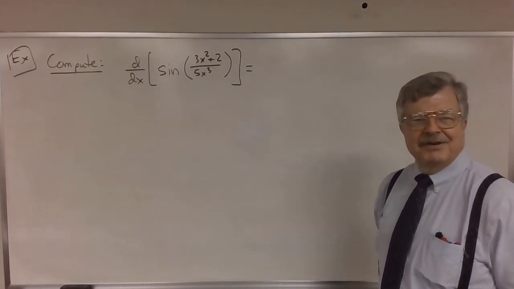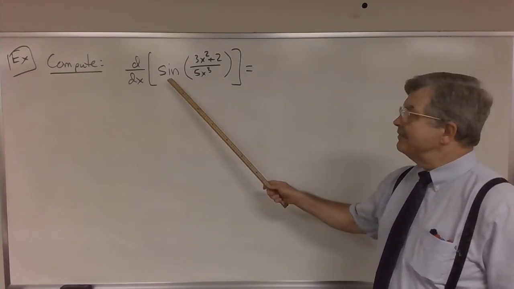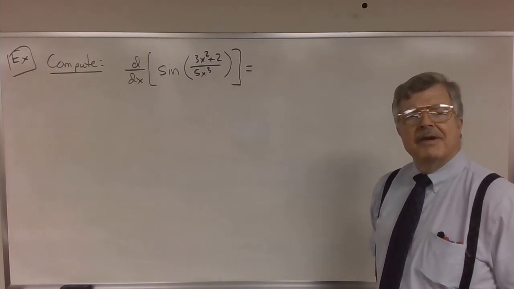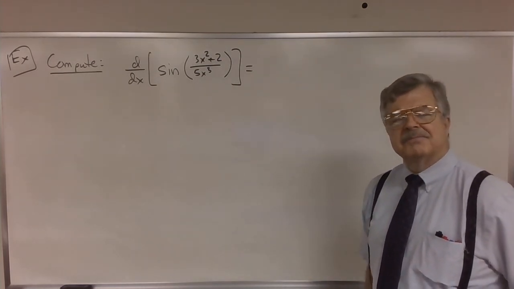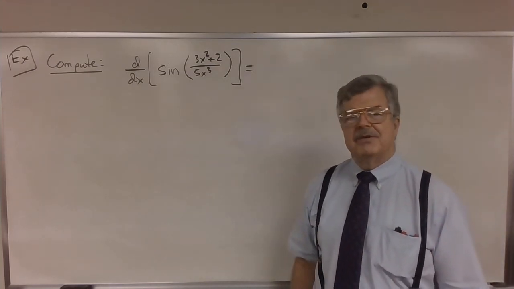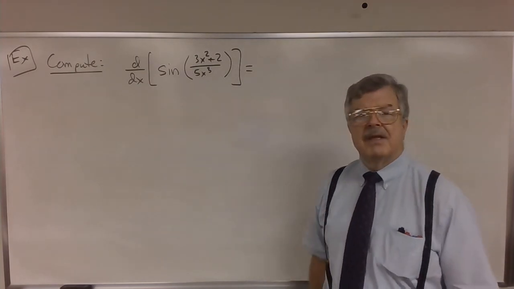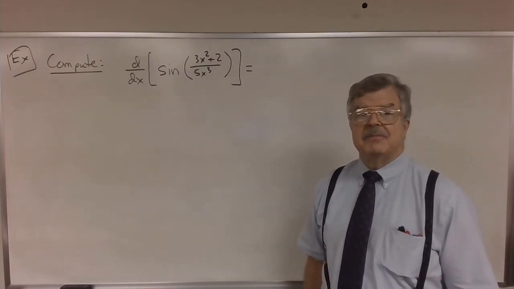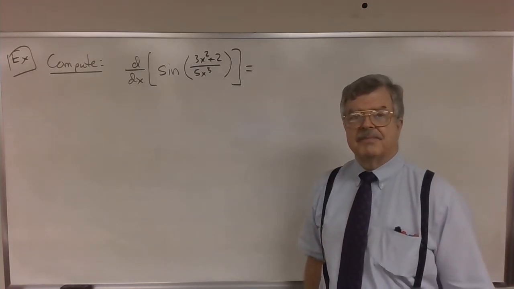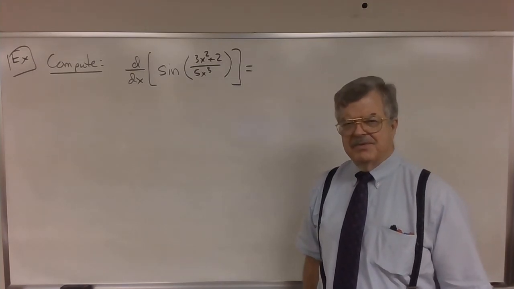Here's a brain teaser. We've got a composite function, sine evaluated at this thing. We've also got a quotient. Now it seems like we should use the chain rule because we have a composite function. But it also seems like we should use the quotient rule because we have a quotient. Which one do we use?